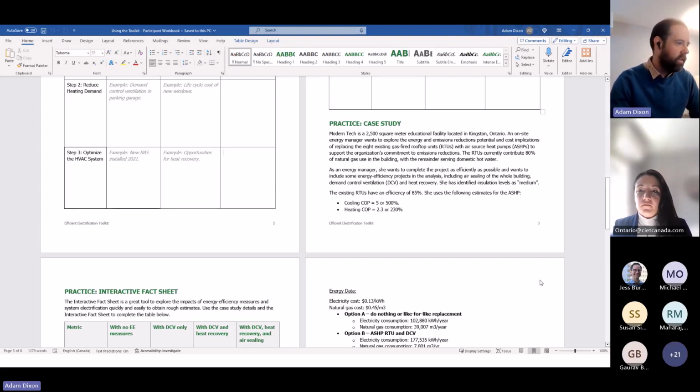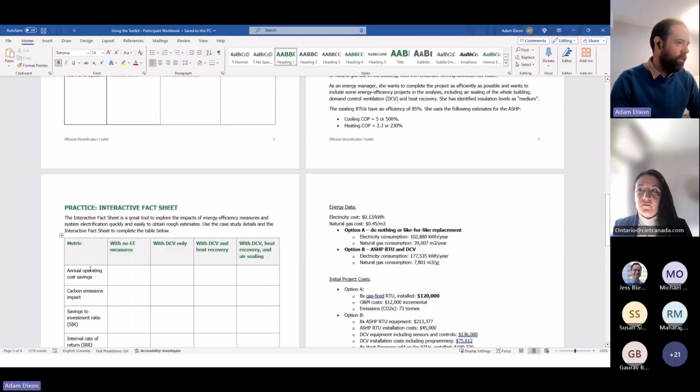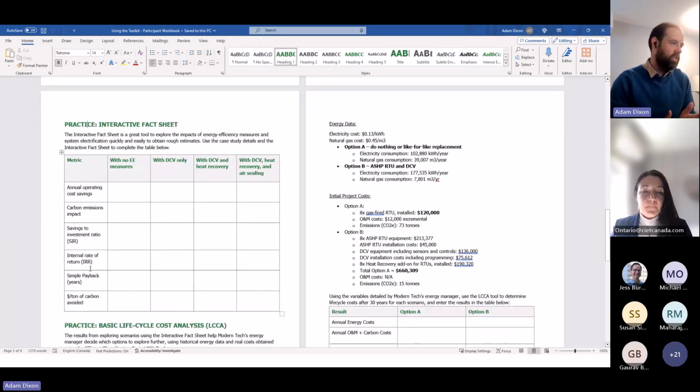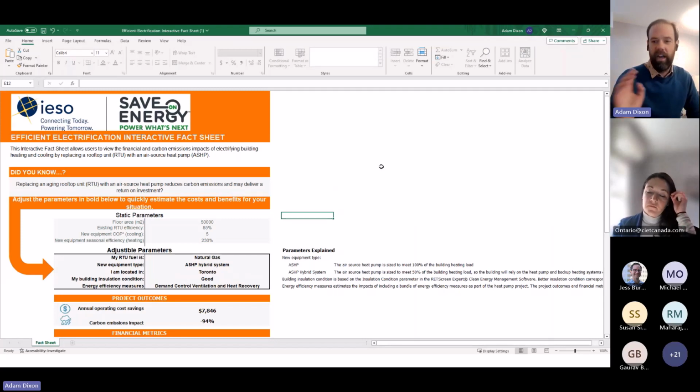So we're going to use that interactive fact sheet, which I'm going to pull up here in a second and show you what's on here. We're going to go through and fill out this table. Once we're done, we can make a decision on whether we could do this, or we can go through the life cycle costing tool, a little more detailed costing tool, and see how those numbers compare. It doesn't give us the same result. So I'm going to pull up that efficient electrification interactive fact sheet, and again, that should be available in the chat, or it is also available on that website link to download.